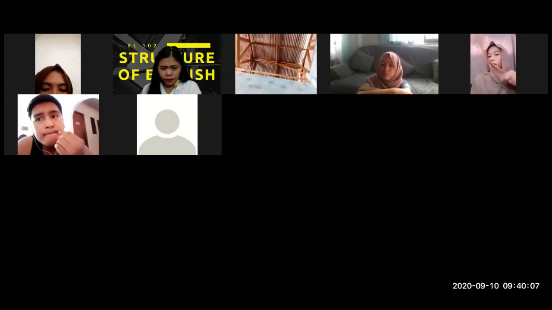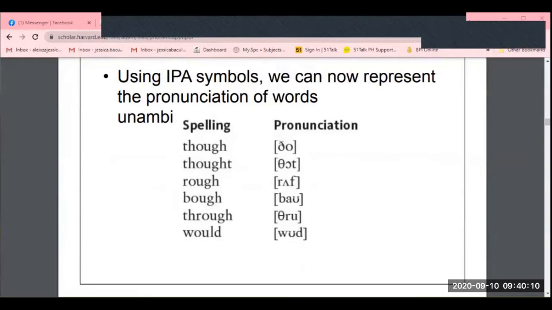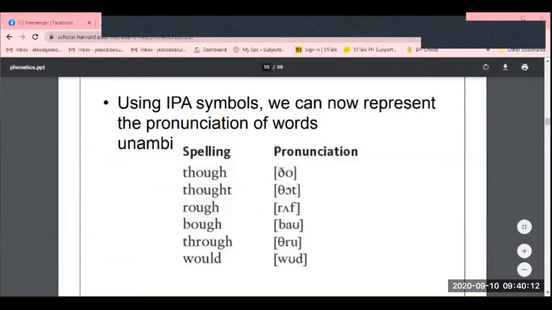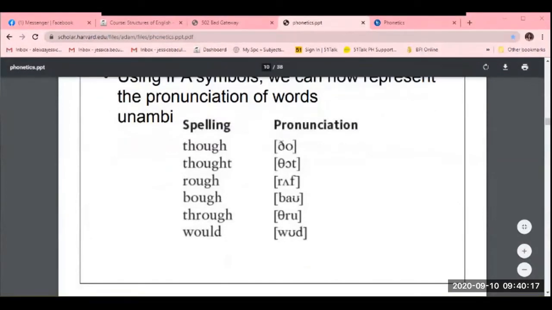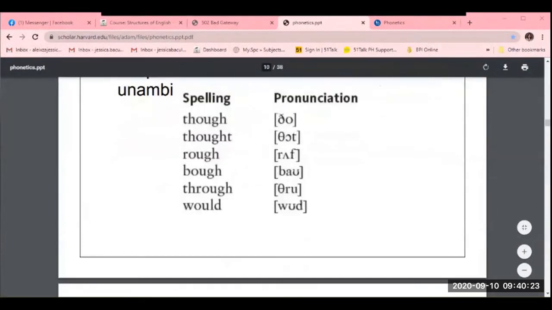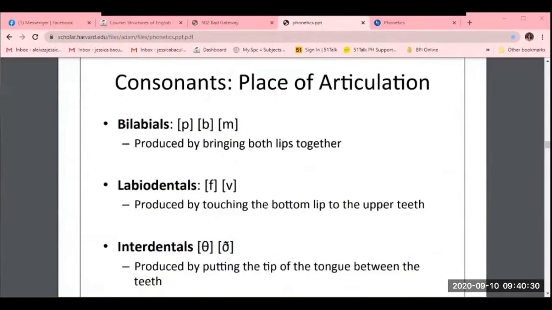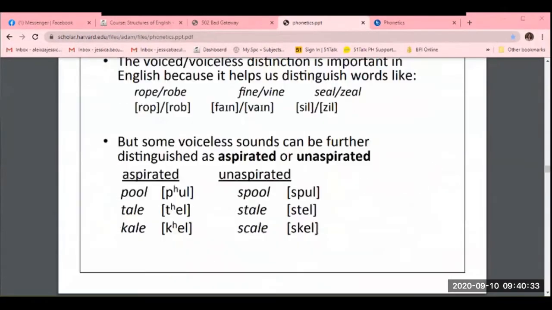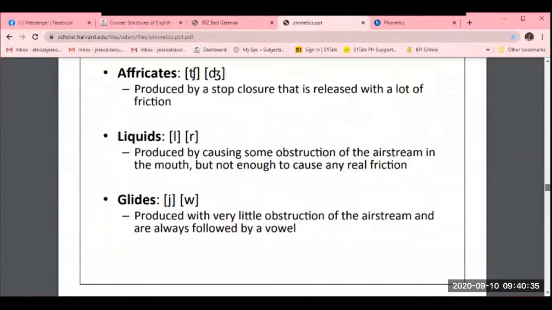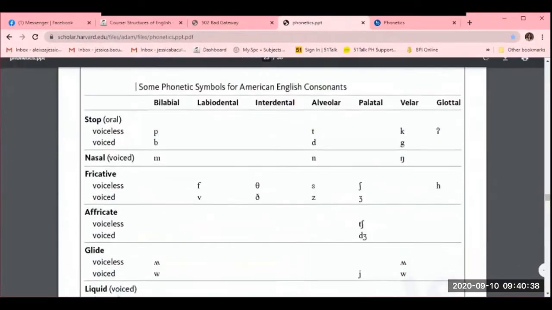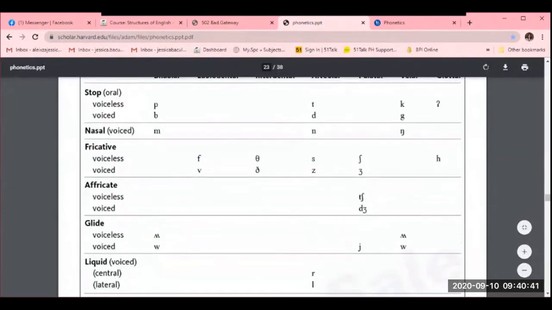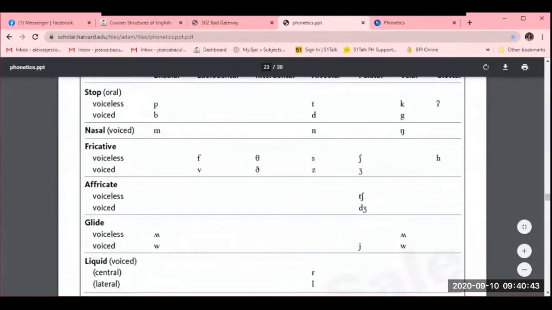Okay? Let's proceed. So, using IPA symbols, we can now represent the pronunciation of the words as follows. Though, thought, rough, bow, through, and would. So I want you guys to always remember that when doing transcription, it's very important that you have by your side the phonetics table, like this one, because as you pronounce the word, you can actually identify what is the correct symbol for that sound.